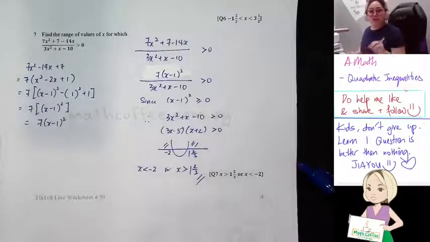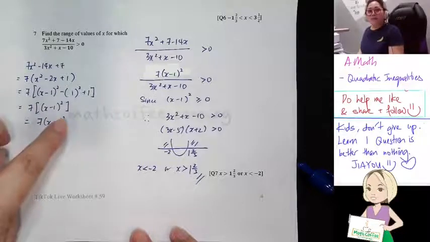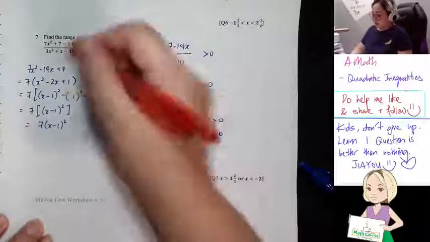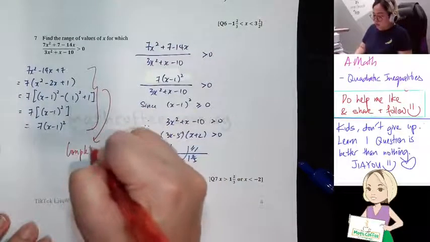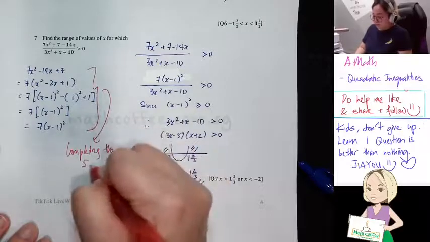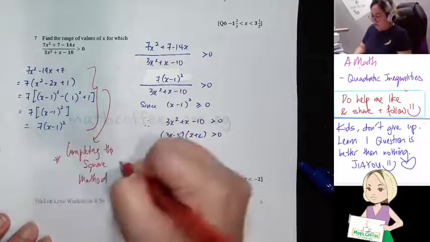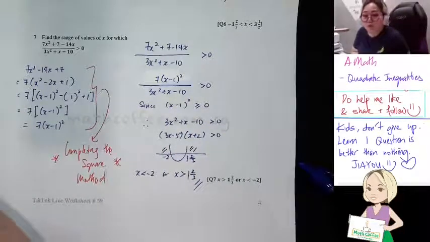So this question is a little bit tricky because of the numerator. So that's why I always say the method of completing the square is super important. So this is using completing the square. Okay, very important. So use the top to prove the bottom will be greater than 0.